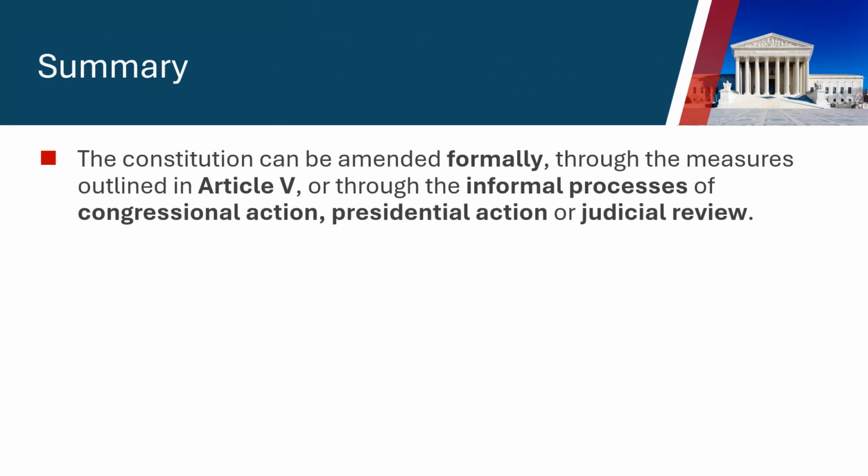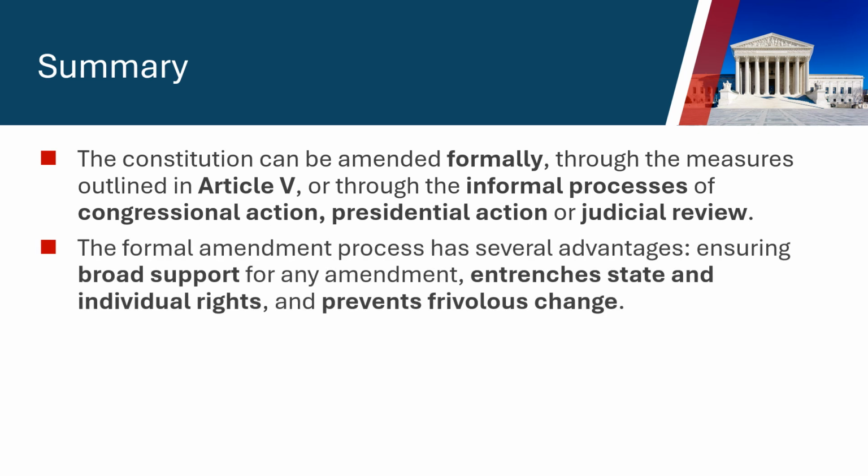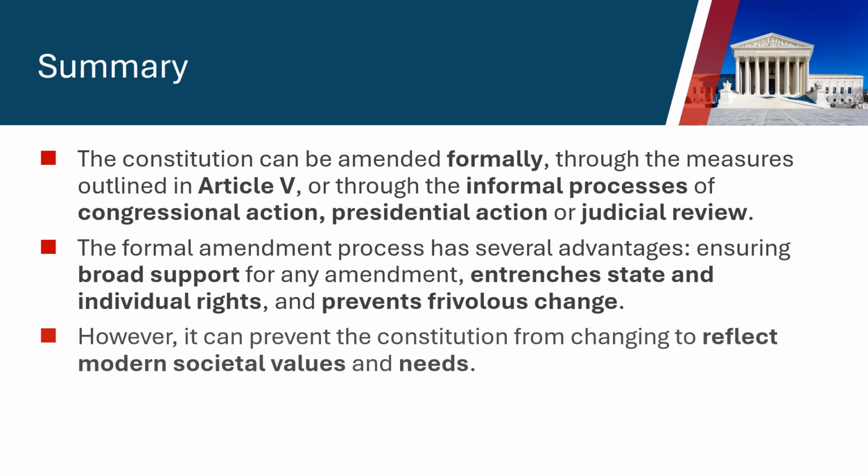In summary, the Constitution can be amended formally through the measures outlined in Article 5 or through the informal processes of congressional action, presidential action, or judicial review. The formal amendment process has several advantages, ensuring broad support for any amendment, entrenching state and individual rights, and preventing frivolous change. However, it can prevent the Constitution from changing to reflect modern societal values and needs.